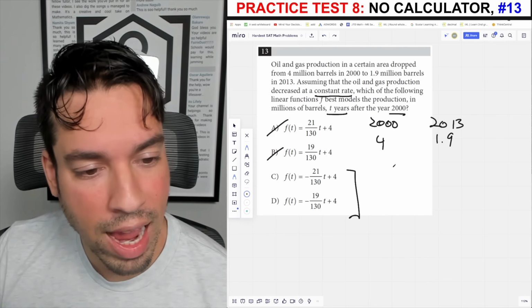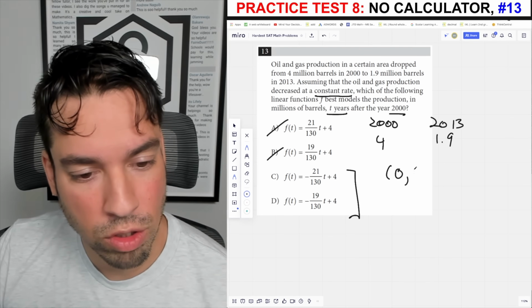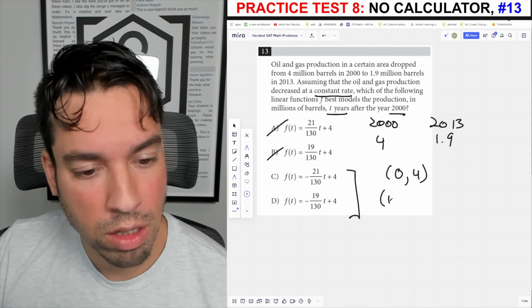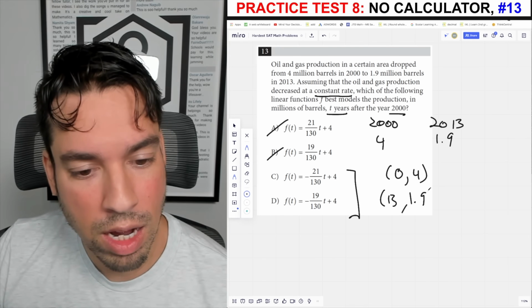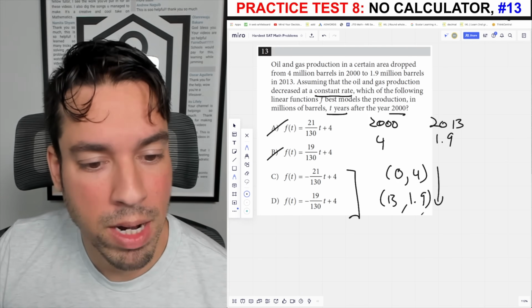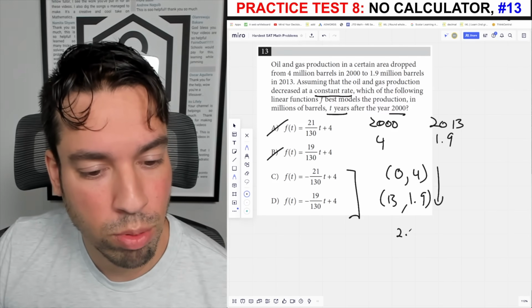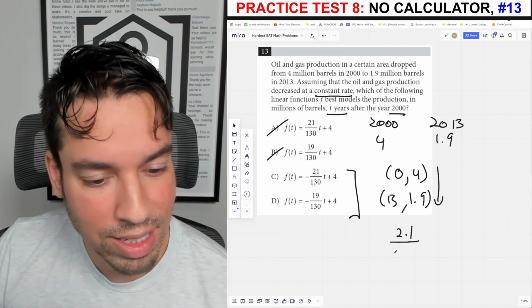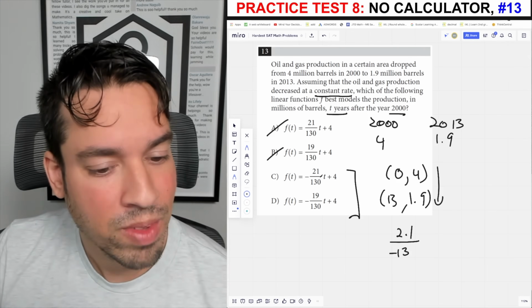So since it's years after 2000, this would be the coordinate 0, 4. This would be the coordinate 13, 1.9. Now we subtract down: 4 minus 1.9 is 2.1. 0 minus 13 is negative 13.